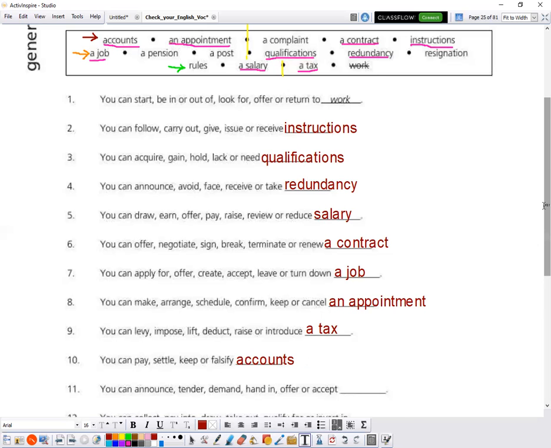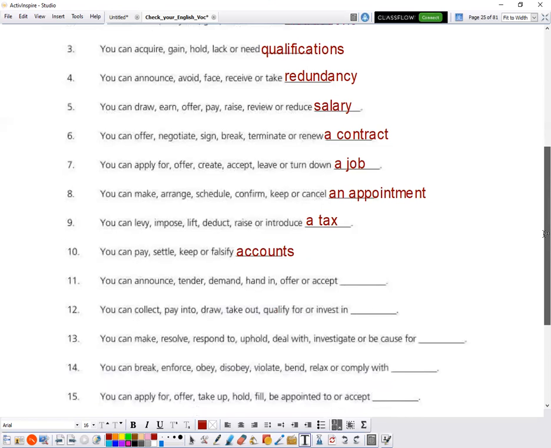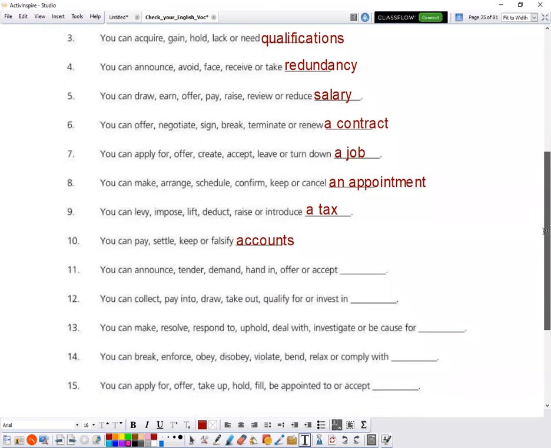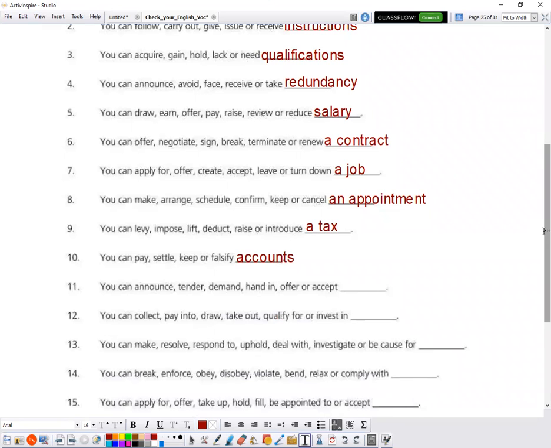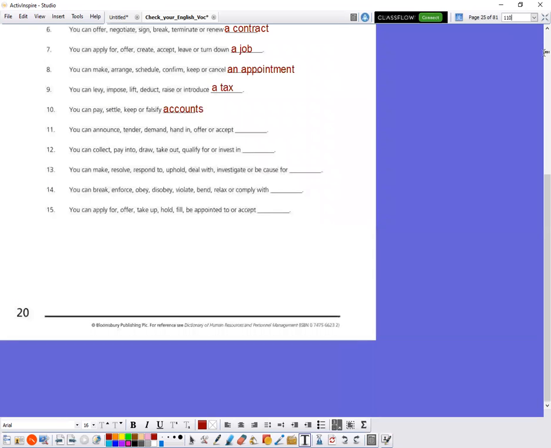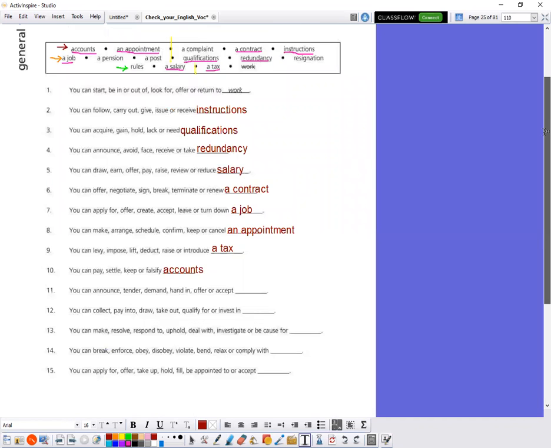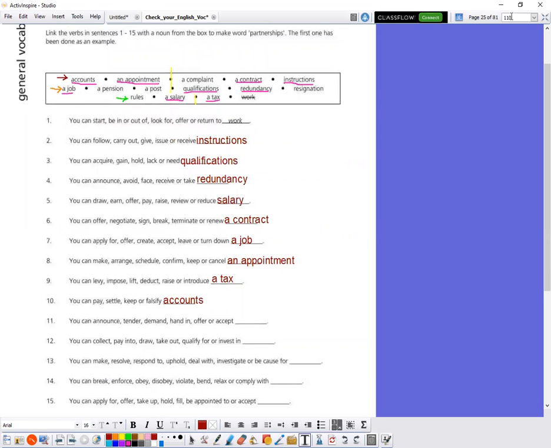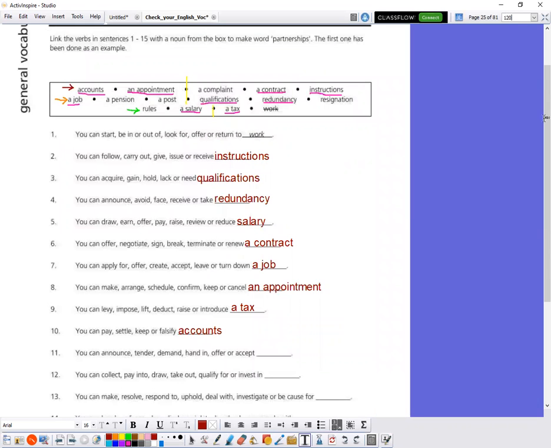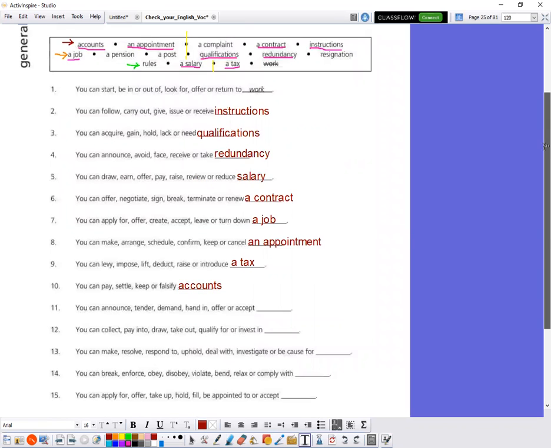Number 11. You can announce, tender, demand, hand in, offer, accept. What?